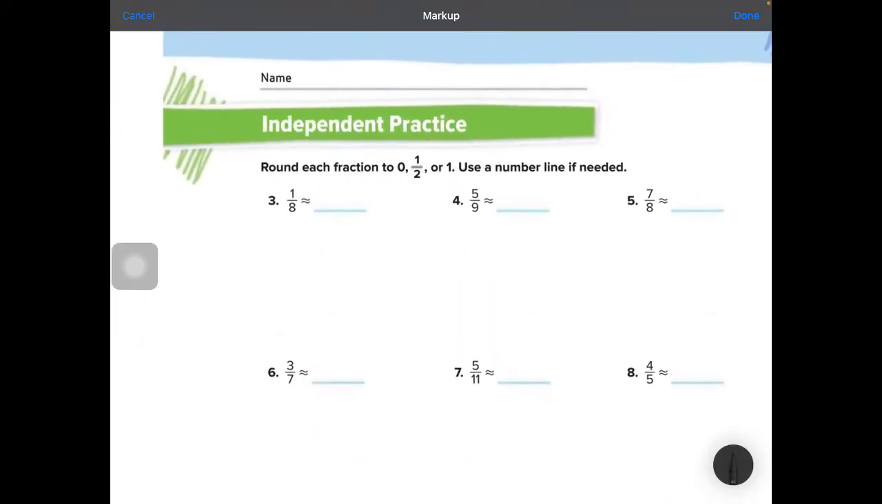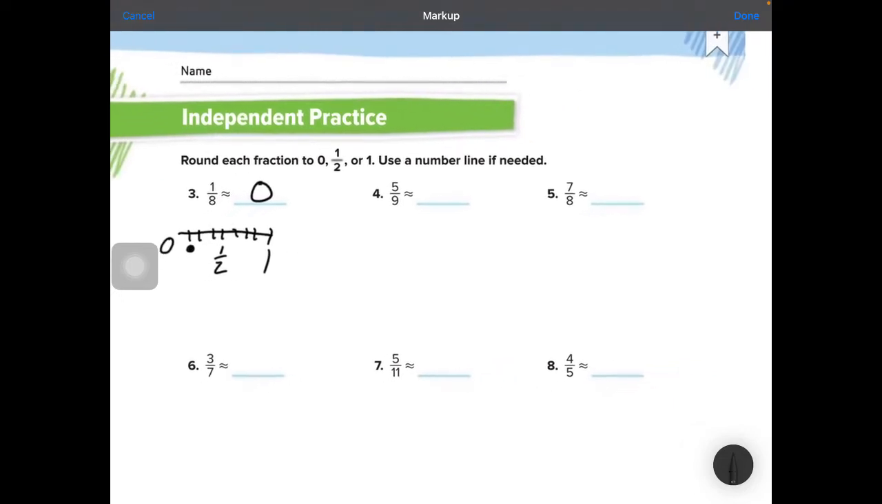Okay, that's what we're going to be doing through the whole rest of these. Now, some of these you can look at and say, well, gosh, 1 out of an 8, that's just going to look like 1, 2, 3, 4, 5, 6, 7, 8. It's going to just look like right there. So it's definitely going to be close to a 0.